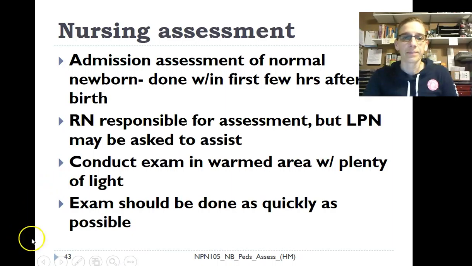Exam should be done as quickly as possible because you want to keep them as warm as possible, so you're usually trying to keep them wrapped up in blankets, a hat on them, and things like that to keep them warm.